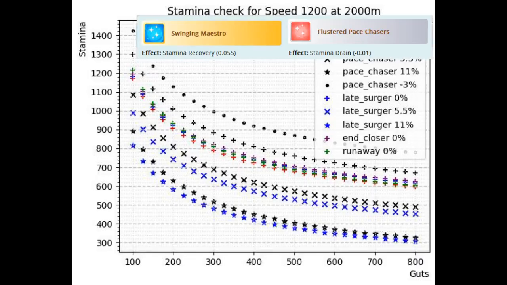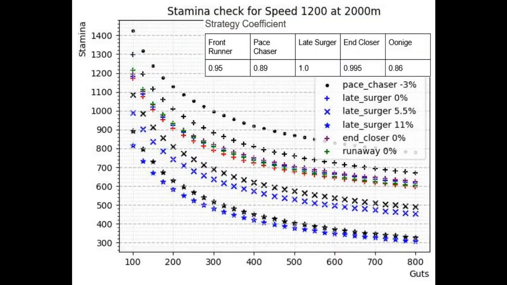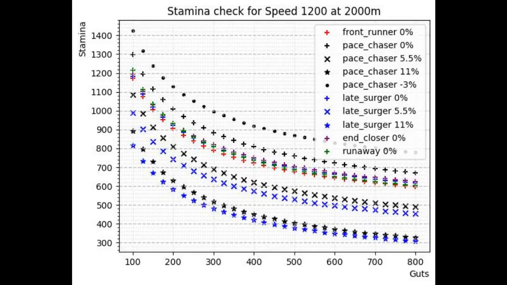One gold skill recovers 5.5%. Each white stamina debuff skill knocks off 1%. Pace chasers are inefficient at converting stamina to HP, but have access to more gold recovery skills. Note that a runaway is also inefficient, but because her last spurt is much lower than a pace chaser's, she does not need as much stamina to meet the HP check.